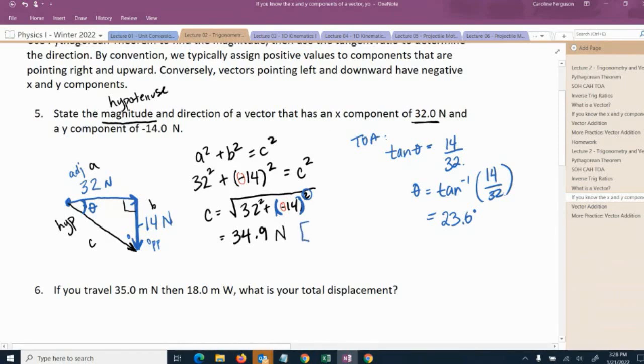It said x component and y component, right? So we're not talking about northeast, southwest. We're not going to say east 23.6 degrees south. We're going to say it in terms of x and y. So I'll draw my little x-axis and my y-axis. And we're talking about the direction of this black vector here. How would we say that? 23.6 below the x-axis? Yeah, below the positive x-axis. Good, perfect. So it's 23.6 degrees below the positive x-axis. That's it.